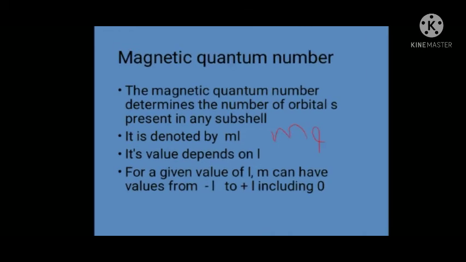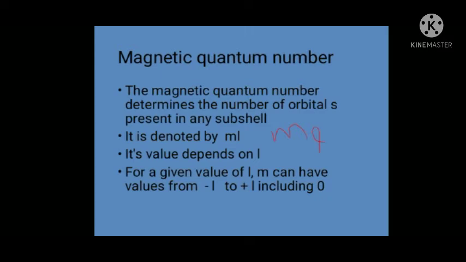Now, the third quantum number is known as magnetic quantum number. This magnetic quantum number determines the number of orbitals present in any subshell. Already we have studied that according to the quantum mechanical model of atom, an atom contains different energy levels. These energy levels are known as shells, and these shells are divided into subshells. Then these subshells are again divided into orbitals. So how many orbitals are present in each subshell? That is given by magnetic quantum number.